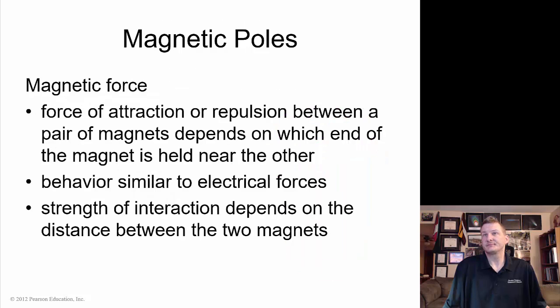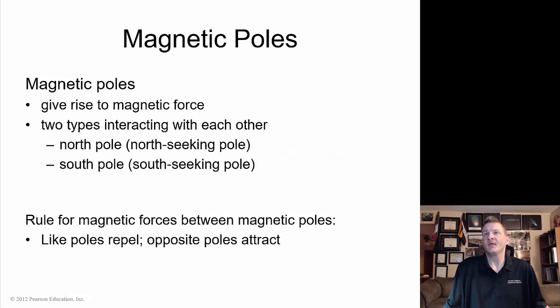So the magnetic force is a force of attraction or repulsion between a pair of magnets, which depends on which end of the magnet is held near the other. And the behavior is similar to electrical forces. They act in the same way. And so the interaction strength depends on the distance between the two magnets. Magnetic poles also give rise to magnetic force. The two types that interact with each other are either a north-seeking pole or a south-seeking pole. And so like poles repel and opposite poles attract.